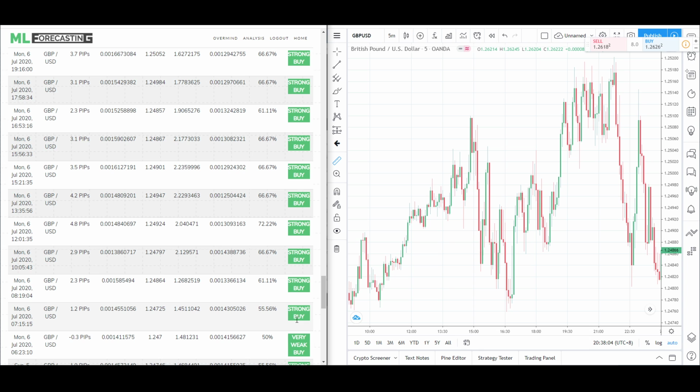So it's been very confident throughout this period in terms of the strong buys, which is good to see, because we have been winning, for the most part, the strong signals from what I can remember off the top of my head. But I'll put those results down in the comments as well to show you exactly what percentage of the strong buys we won versus the weak buys and the very weak buys. Obviously, this period, as you'll be able to see with the dates on the left-hand side, has only been the last couple of days.